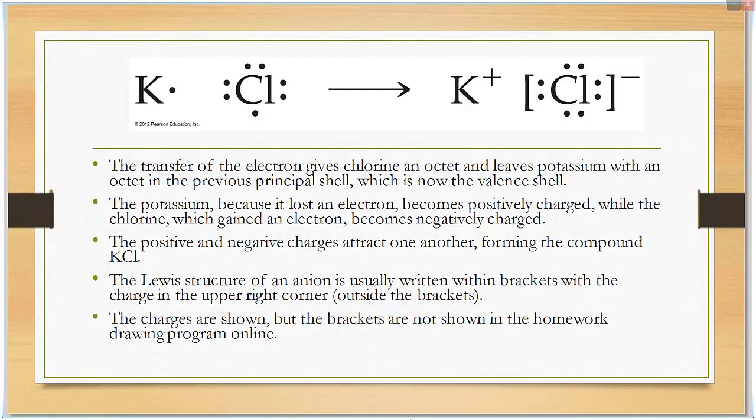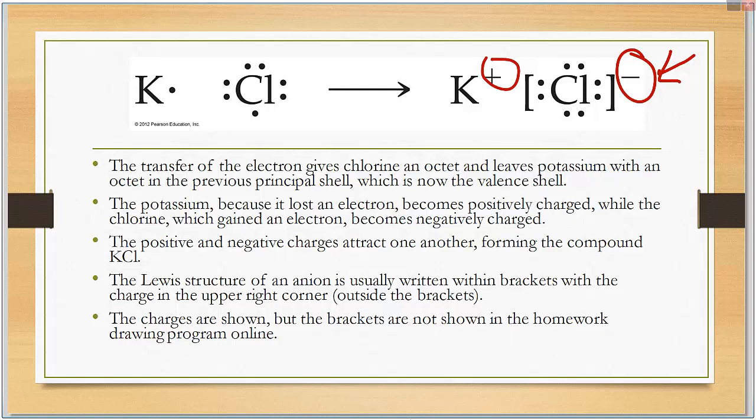The potassium, because it lost an electron, becomes positively charged, while the chlorine, which gained an electron, becomes negatively charged. The positive and negative charges attract one another, forming the compound KCl. The Lewis structure of an anion is usually written within brackets with the charge on the upper right-hand corner outside the brackets. The charges are shown, but the brackets are not shown in the homework drawing program online.